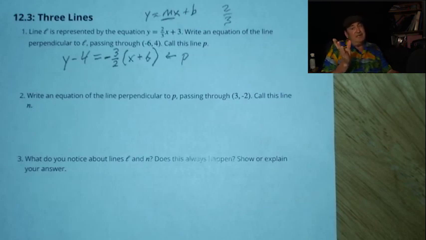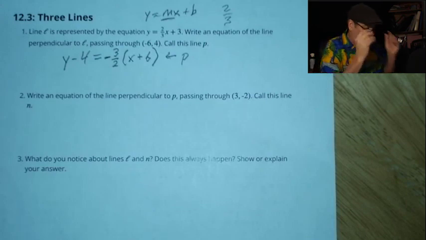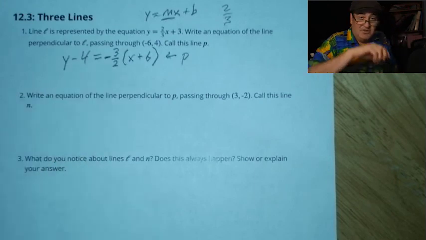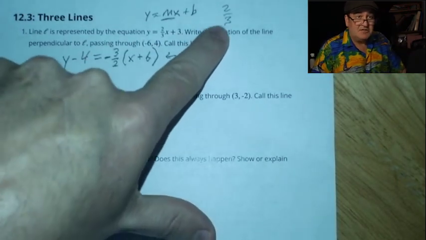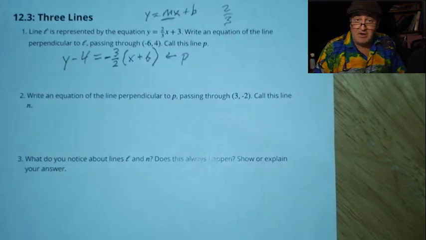That should be the same slope as L, right? Because we're reversing it again, changing the sign. So that -3/2 is going to turn back over to be a 2/3, and it's going to be positive. It's going to be right back where we started with slope. It should be a line that's parallel to the original.